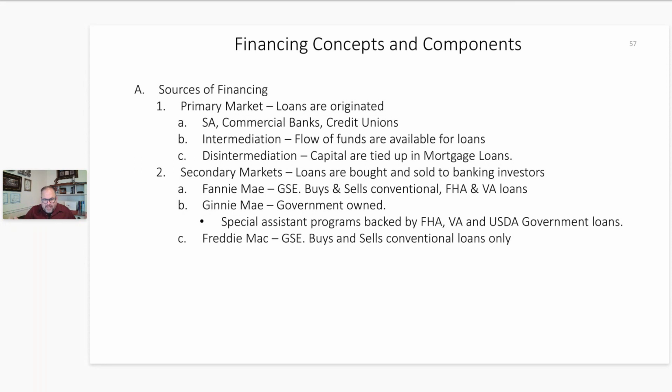You don't go to Fannie Mae and borrow money. You go to Chase Bank and borrow money. They'll take your loan and sell it to Fannie Mae so they can get more money to lend out to your friend. That's called the primary market and the secondary market. Now, in the secondary market, Fannie Mae buys and sells conventional, FHA, and VA, all three loans. They buy them all from the primary market. Ginnie Mae is strictly government. And then Freddie Mac only buys conventional loans. They don't mess with government loans.